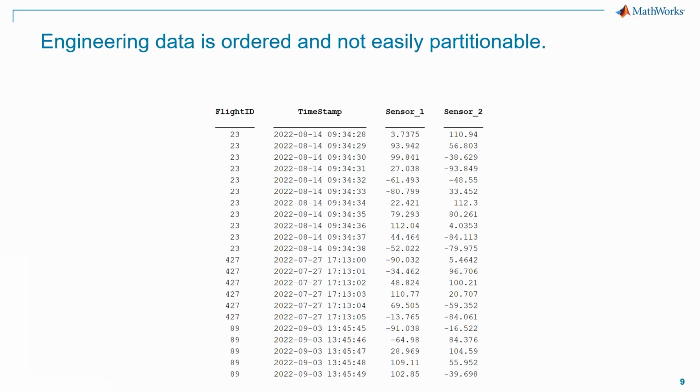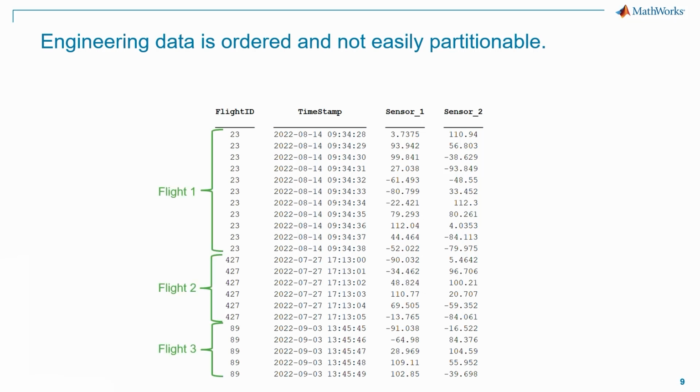So far, everything we've said is true of all data, but this session is specifically on data engineering for engineering data. So what's different about engineering data? Two things. Engineering data is ordered and not easily partitionable. Engineering data can come in many different shapes and sizes, but one common form looks something like this. We have a table of data with an ID for something like a trip or a flight, a timestamp for when the data was recorded, and then various sensor values.